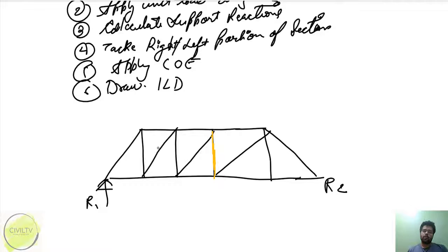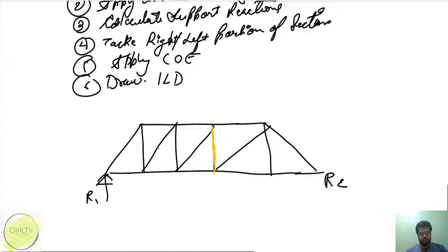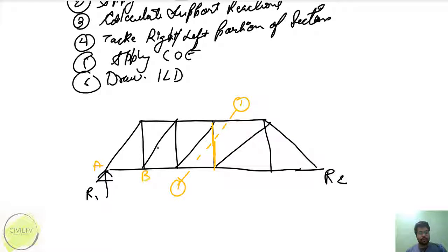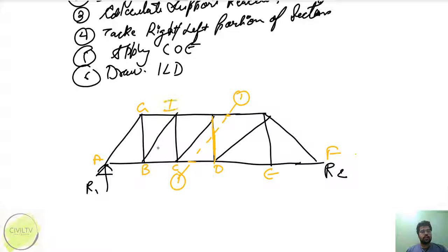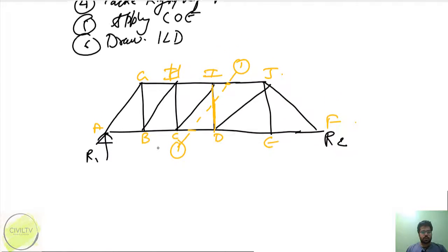Okay, so what I'll do first is take a section. Let me take section 1-1 here. Okay, see, minimum the section should cut one member and maximum the section should cut 3 members. So this is A, B, C. This section is cutting 1, 2 and 3 members. D, E and F, G, H, I and J. So first I cut this section.